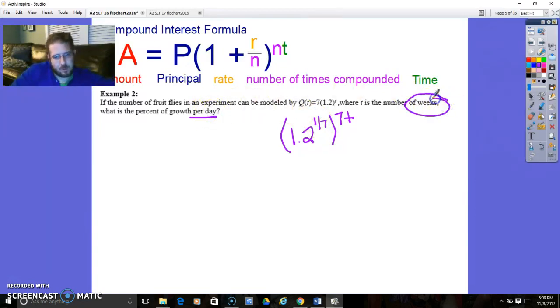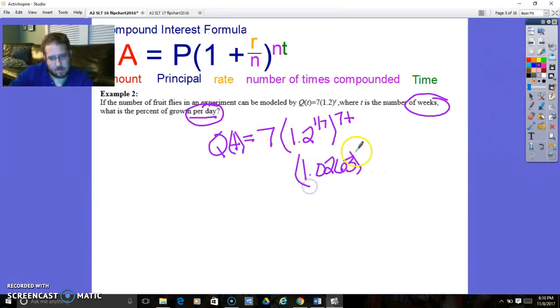So it's always important that you look to see what you are converting. I'm converting weeks into days. So this will always be 1 over however many there are, and then use that same number on the outside. And 7 was on the outside, so that's Q of t is equal to starting point times rate. Okay, so now all I got to do is simplify that rate. So 1.2 to the 1/7 power, 1 divided by 7, in parentheses, and that changes it to about 1.0263.